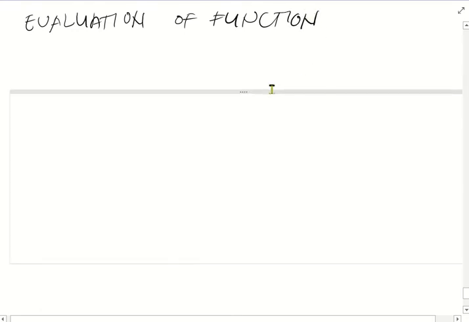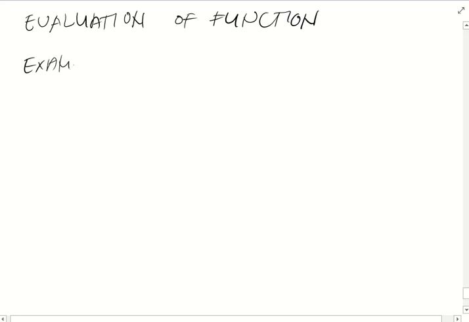evaluation of a function. So how do we evaluate a function? Let's take an example for you to understand the principle behind this one. Evaluation sample. Let's take an example: if f of x is equal to, let's just make it simple, 2x plus 3.